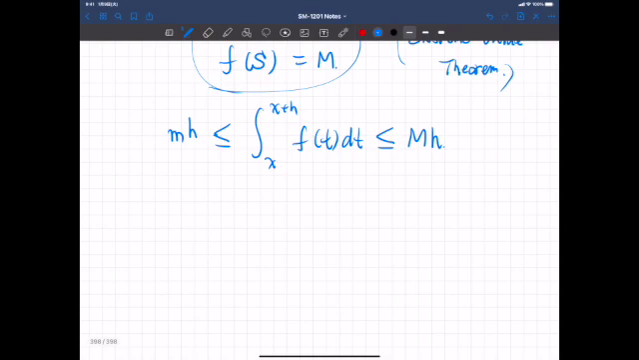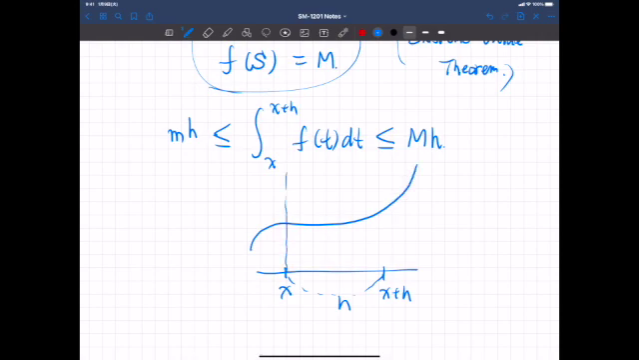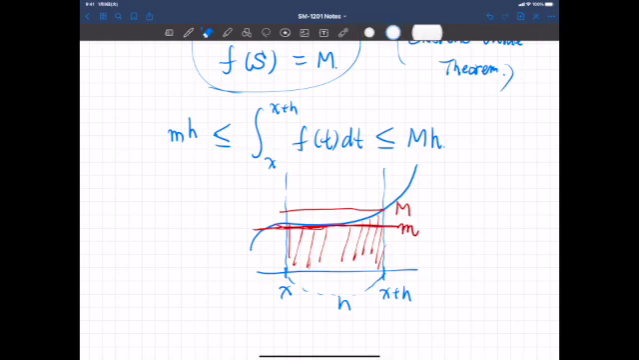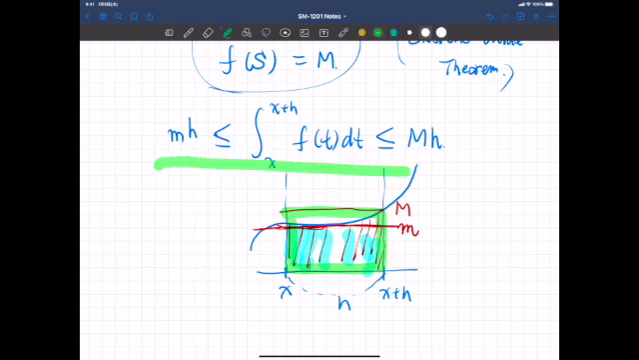So basically what we are doing is this: we have an interval between x and x plus h, so this width is h. Okay, we have this function. The minimum value may be somewhere here, and the maximum value is somewhere here. So this maximum value is uppercase M, and the minimum value is lowercase m, and the area under this curve is somewhere between the area of this smaller rectangle and this larger rectangle. Okay, so that's what these inequalities mean.